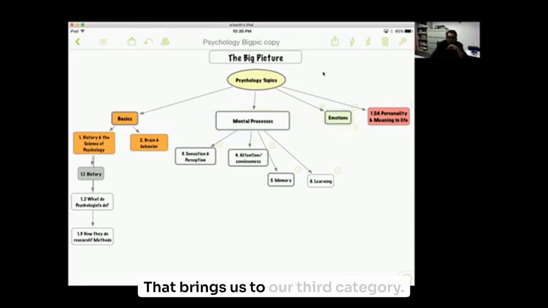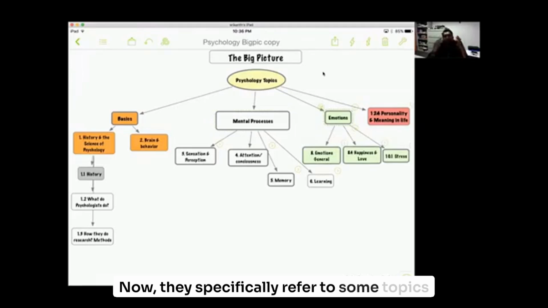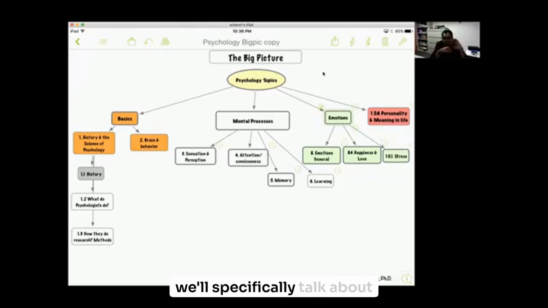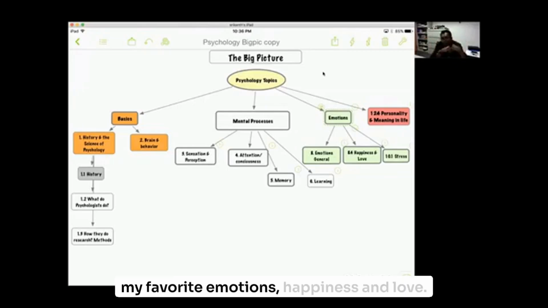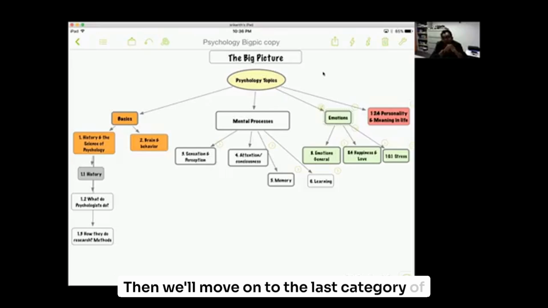That brings us to our third category. I call it emotions. Now, this specifically refers to some topics from chapter 8. We'll talk about emotions in general. Then we'll specifically talk about my favorite emotions, happiness and love. Then the last part of this, although it's a separate chapter, chapter 10, module 1, 10.1, is stress. That's another important emotion that especially you students experience during your finals and maybe throughout your undergraduate career here in college. Then we'll move on to the last category of things I will talk about, which is from chapter 12.